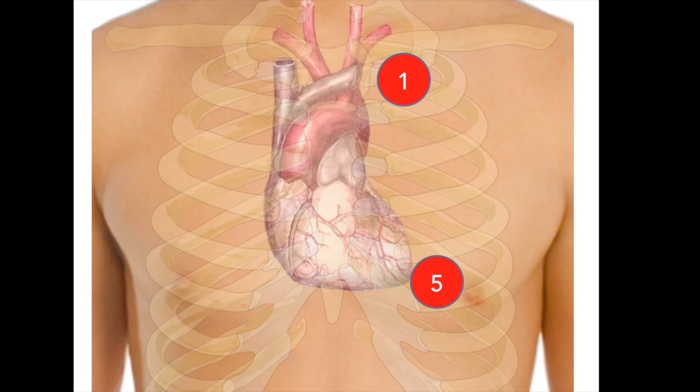But if that apex beat were to migrate further down, then intuitively you can tell that the heart must have enlarged. So sometimes you'll be able to palpate the apex beat in the patient's mid-axillary region because it's migrated round to that left-hand side. So this is a marker of enlargement of the heart, which we technically refer to as left ventricular hypertrophy.